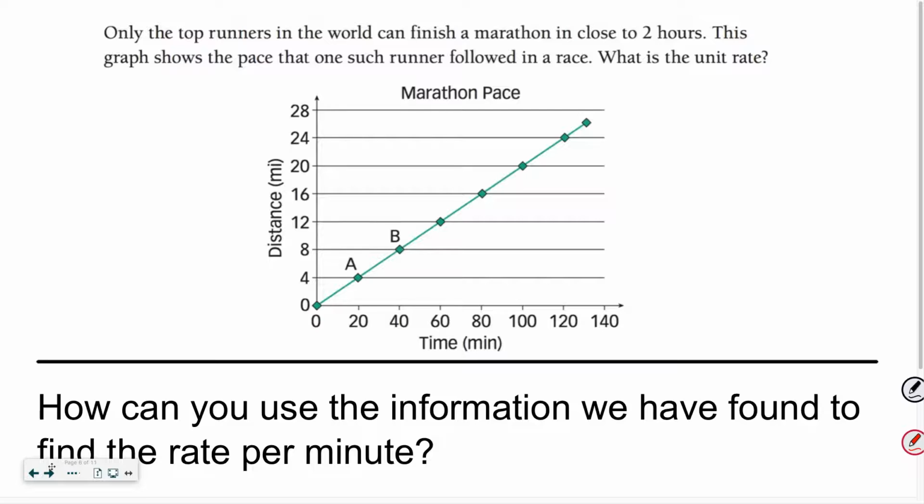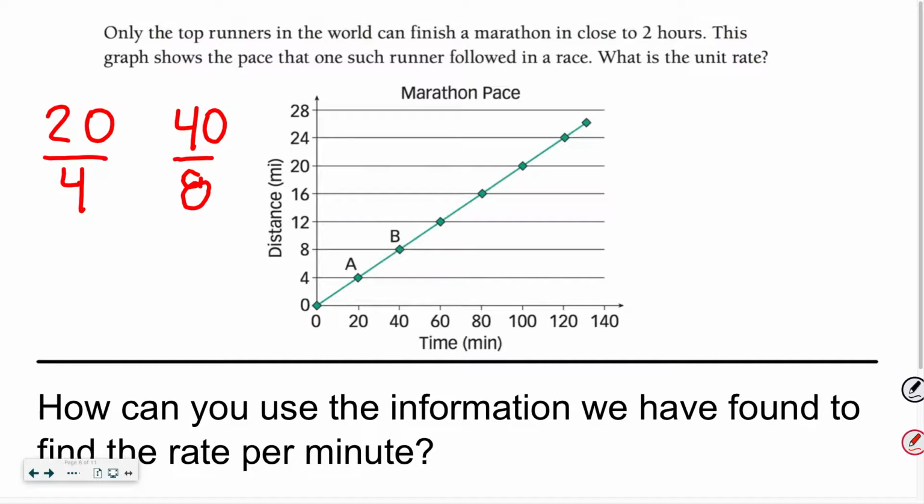So how can you use that information? We had 20 minutes for 4 miles, and then 40 minutes for 8 miles. How can you use that information to find the rate per minute? Who can help her out a little?